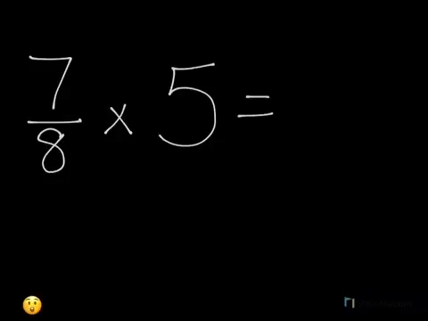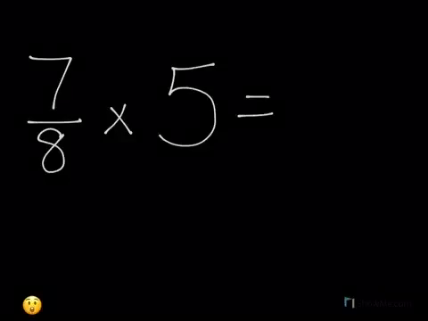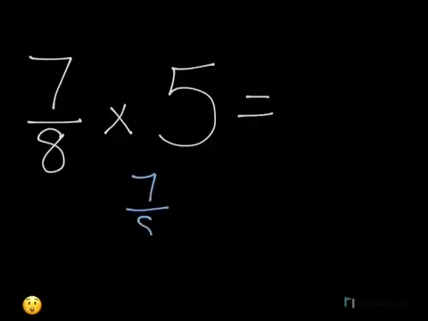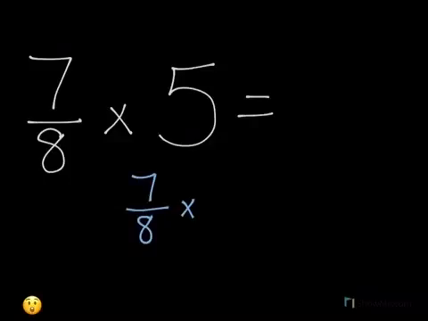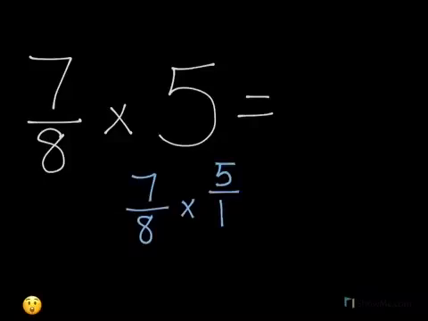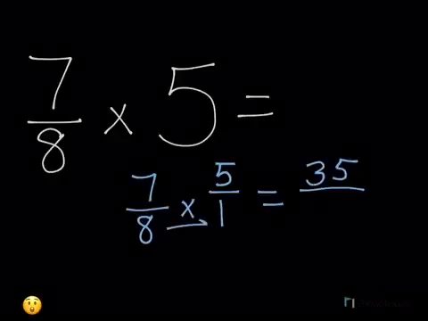Our final example is when we have a fraction times a whole number. Anytime we have a fraction times a whole number, we have to change the whole number into a fraction. So I'm going to rewrite my problem. I know the whole number 5 is 5 wholes, or 5 over what? I multiply straight across. 7 times 5 is 35, and 8 times 1 gives me 8.